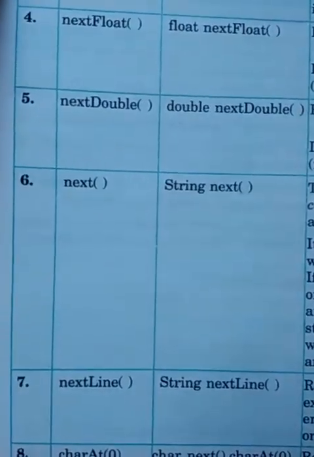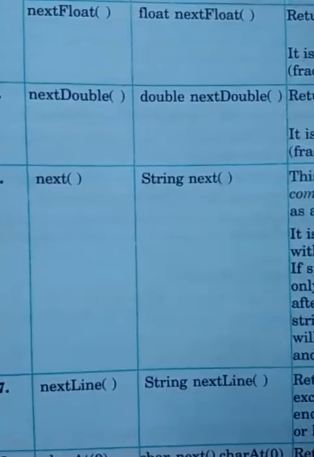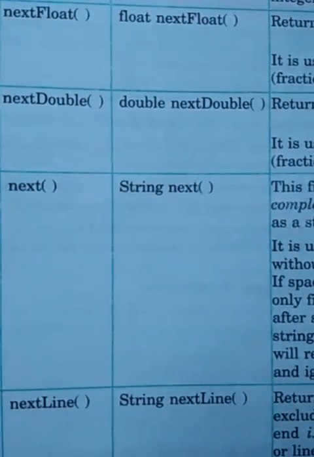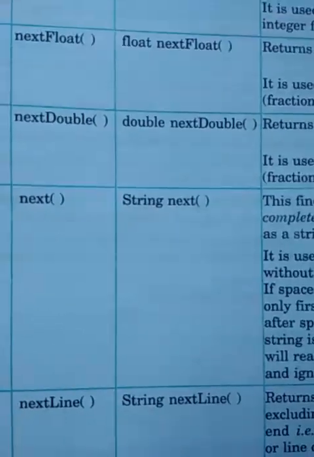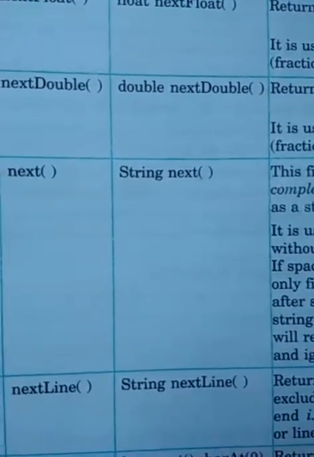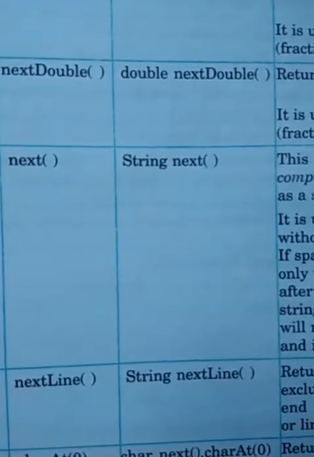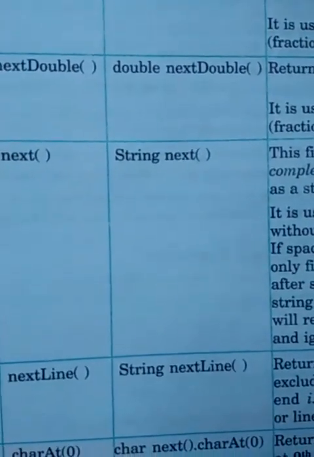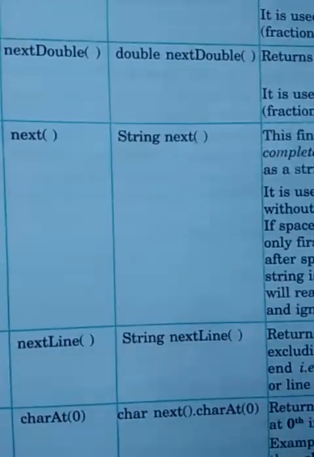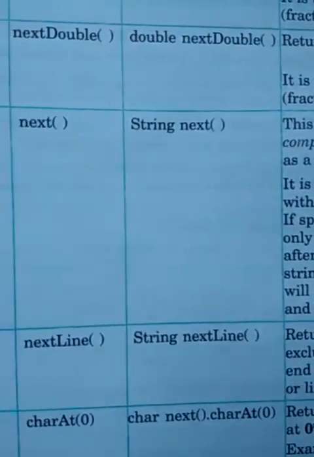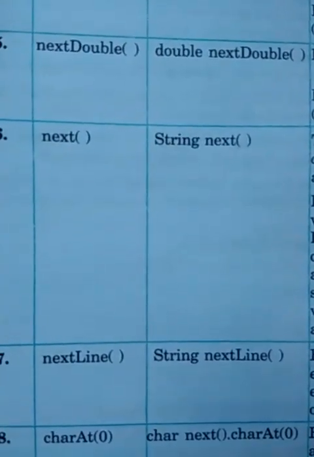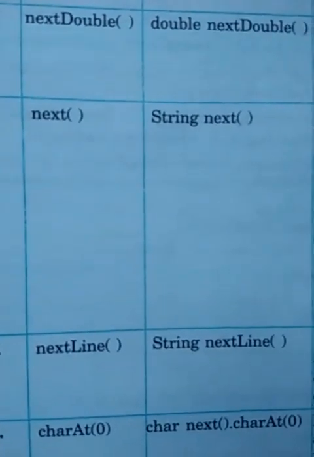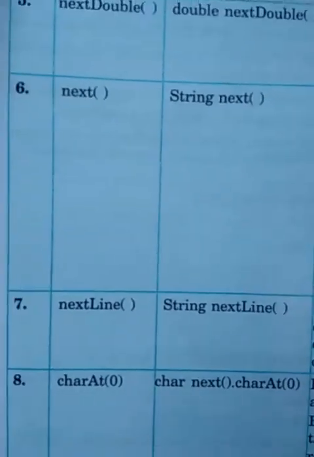Both these functions are used for string data, but there is a difference. In case of next, it will read only a single word. When a space comes, it will not take the data after that. So next is only used to read a single word from a user, whereas with nextLine you can feed a single word or multiple words. So we can say nextLine is used to read a sentence from a user.